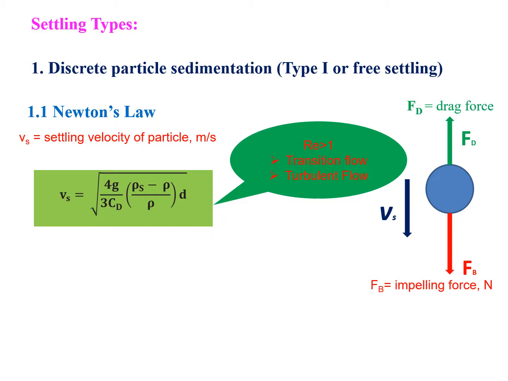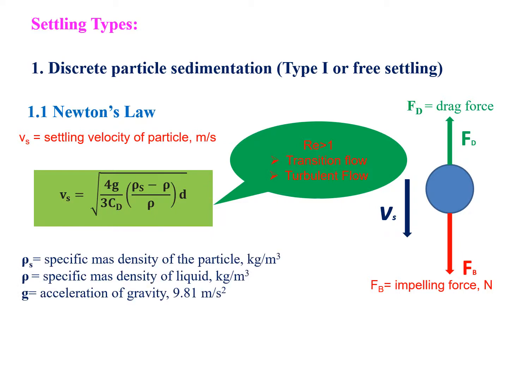So from fluid class we know that Reynolds numbers above 1, we classify the fluids as transitional fluid and turbulent fluid. So rho s in this formula is the specific mass density of the particle in kilograms per meter cubed. Rho is the specific mass density of the liquid in kilograms per meter cubed. G is acceleration of gravity, 9.81 meters per second squared. Again, this is for Reynolds number larger than 1, so that is Newton's law.